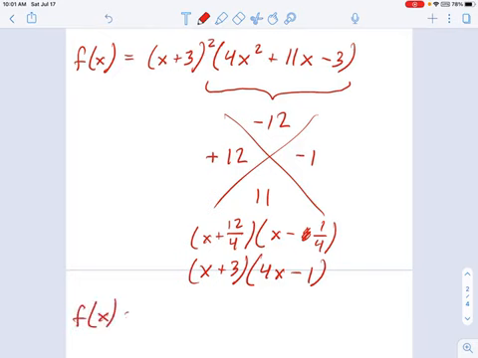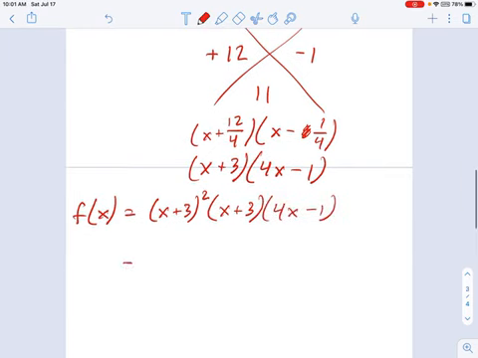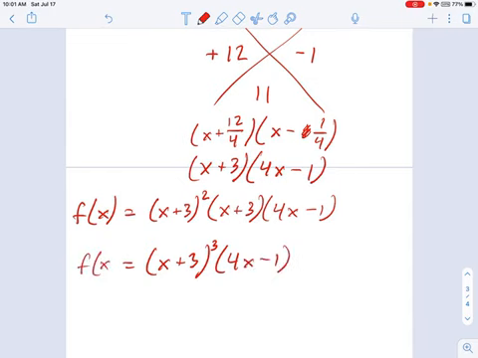So in the end, we have f of x equals x plus 3 squared. What's this? Another x plus 3. Great. Times 4x minus 1. So if you want to write that in the tidiest possible terms, that's x plus 3, which is actually a multiplicity of 3, times 4x minus 1. That is how you fully factor a fourth order polynomial.